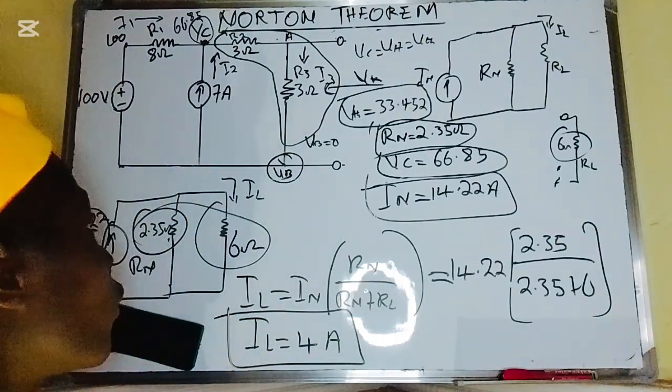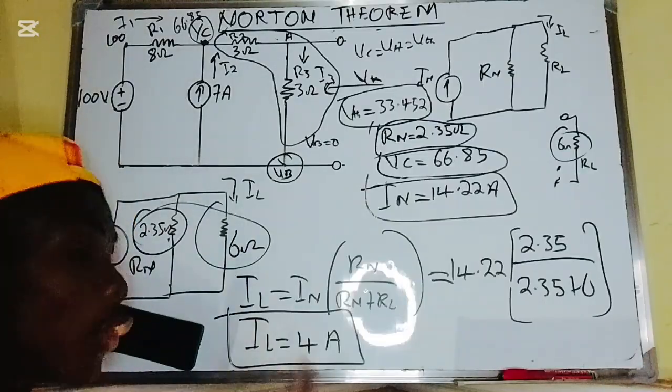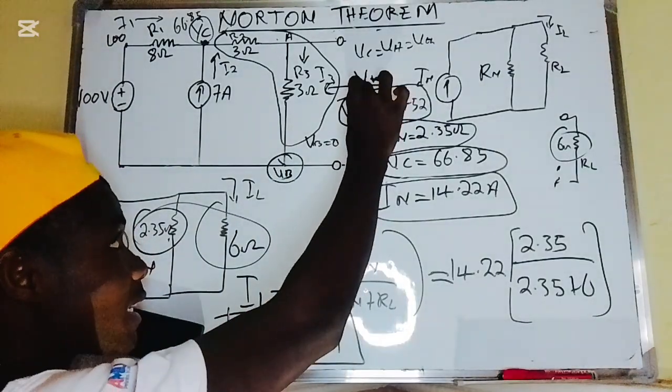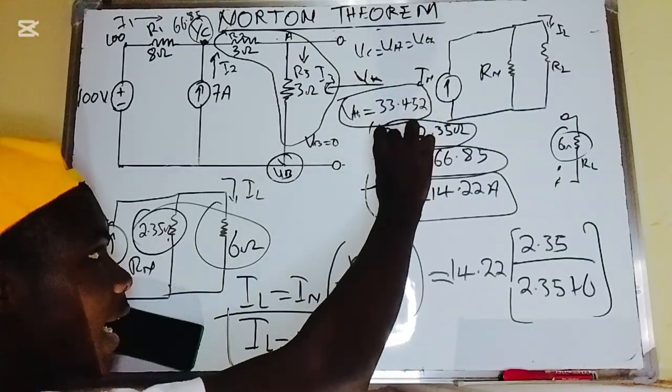So this is all I have for you in Norton's theorem. I hope this video is more helpful to you on how to determine the Thevenin resistance in Norton's, and how to determine the Rn, the VC, and the IN.